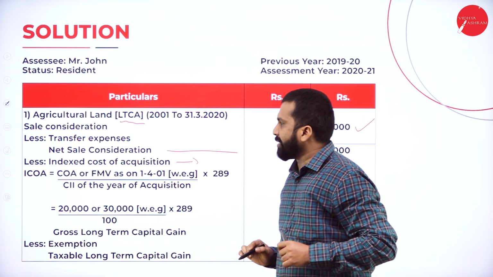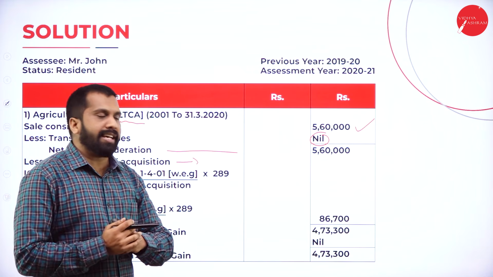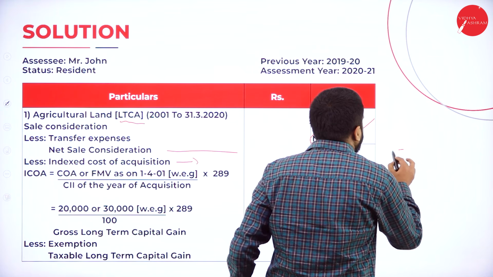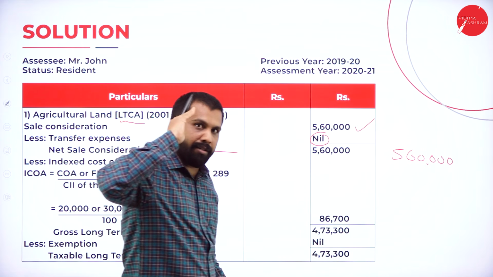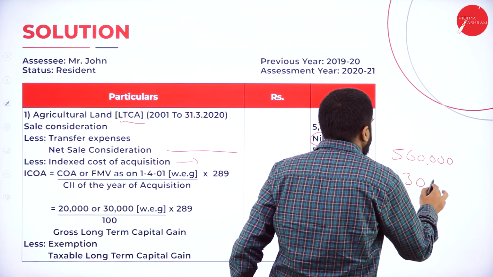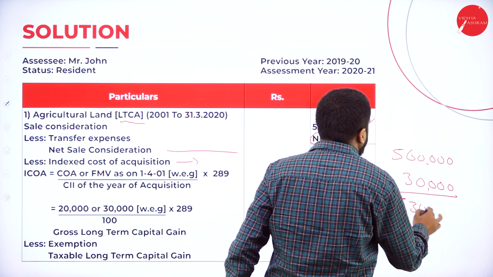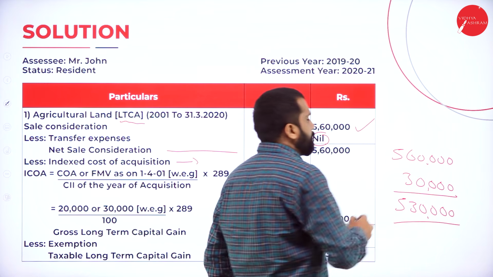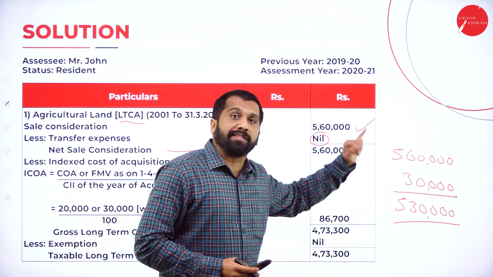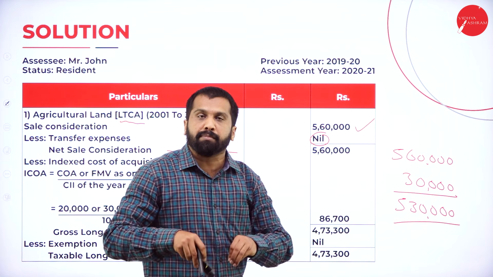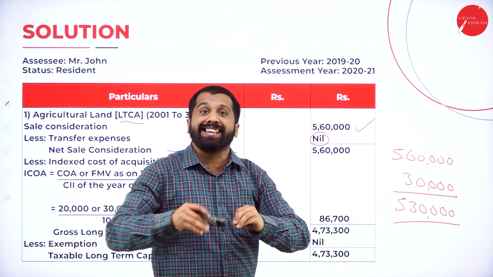Indexation cost of acquisition. Now, what happened? In the previous session, I'll explain to you. Your selling price is 5,60,000. In 2001, you purchased at what price? 20 will become 30 because of fair value. You are supposed to pay tax on 5,30,000. But the government has given you permission. In 2001, the value was 30. But now if you come to the current market value, your 30,000 money value will increase.